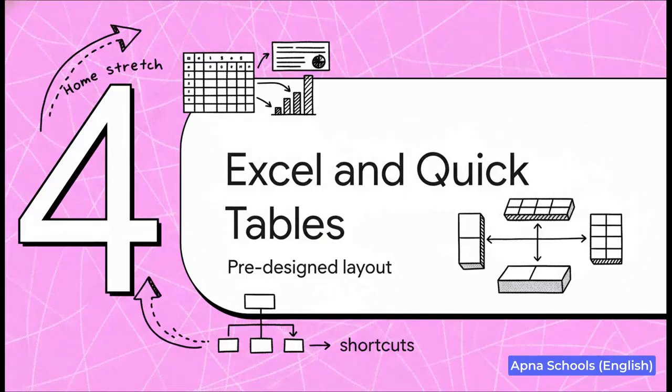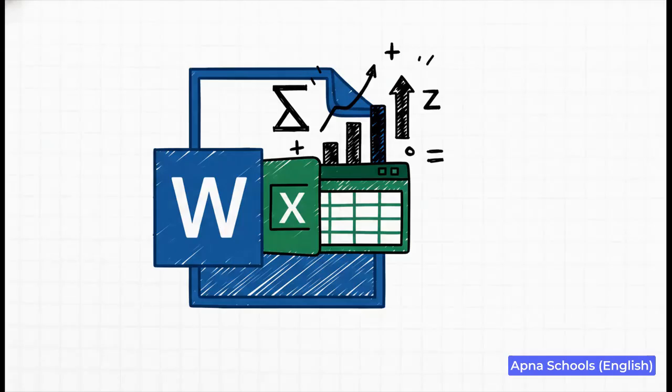Let's wrap up with two pro-level shortcuts. These are perfect for when you either need some advanced functionality or you just need a pre-designed layout in a big hurry. For anyone who works with complex data, you can embed a fully functional Excel spreadsheet directly into your Word document. This means you can use formulas, sort data, and crunch numbers without ever having to leave Word.